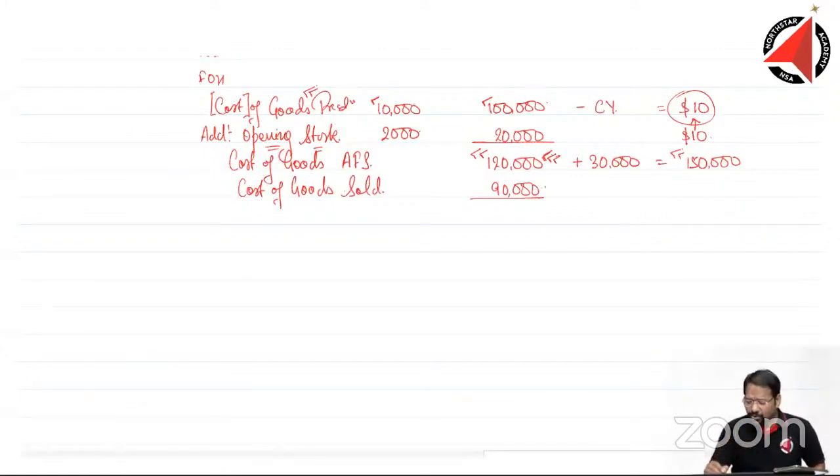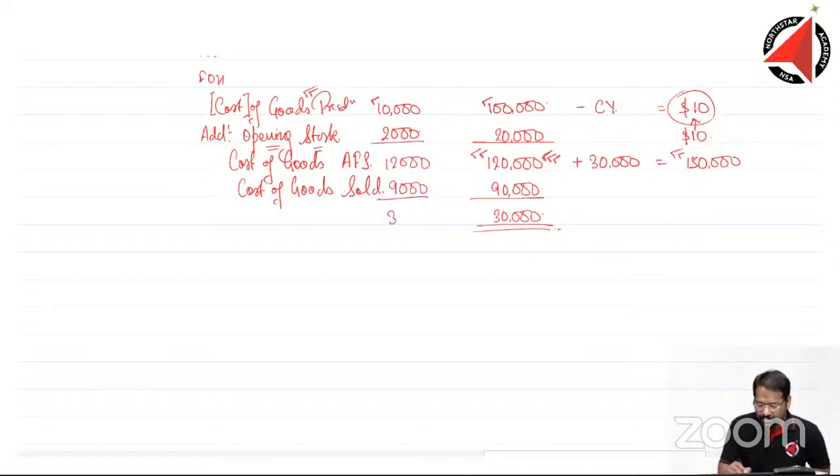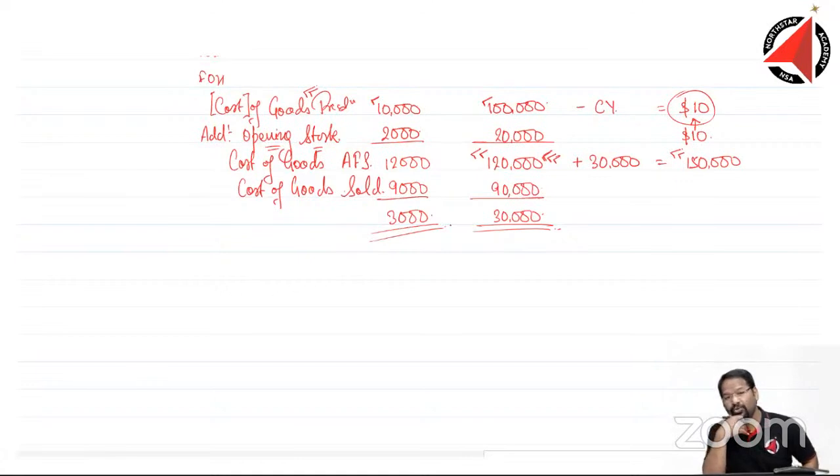So cost of goods sold is 90,000, which means how much is the goods that have not been sold during the year. We have not been able to sell 30,000 worth of goods. So 9,000 units actually looks like we have been able to sell, and 3,000 units of goods looks like we have not been able to sell.